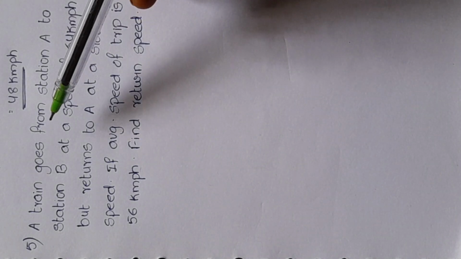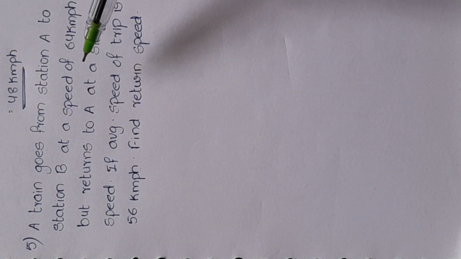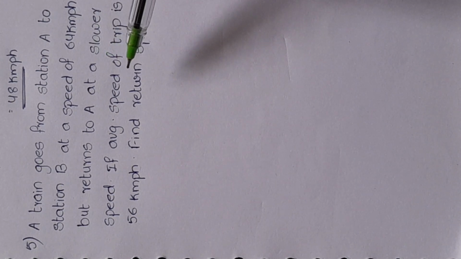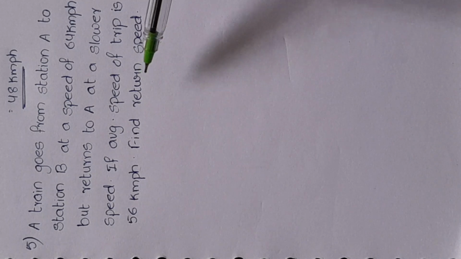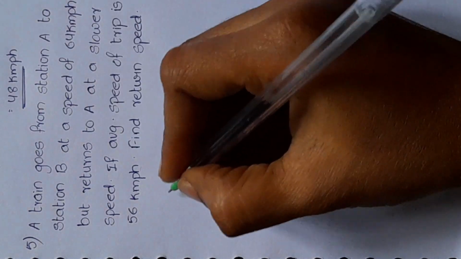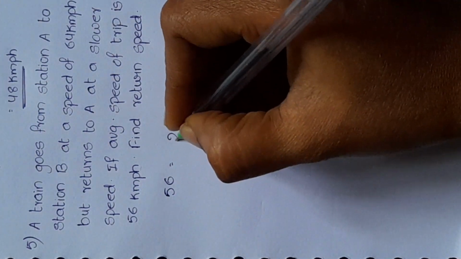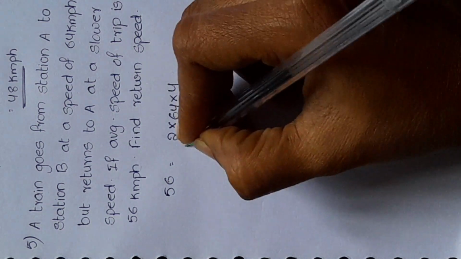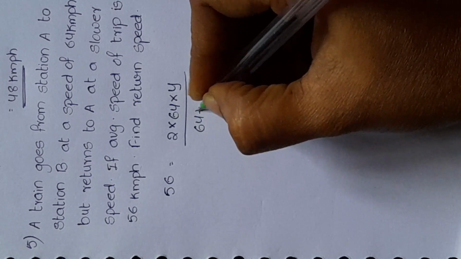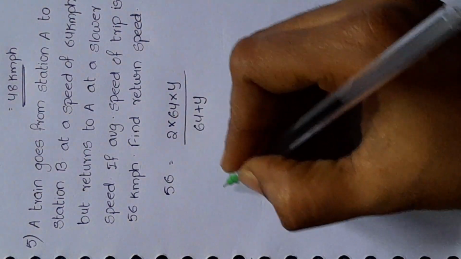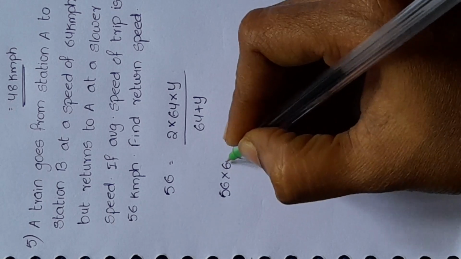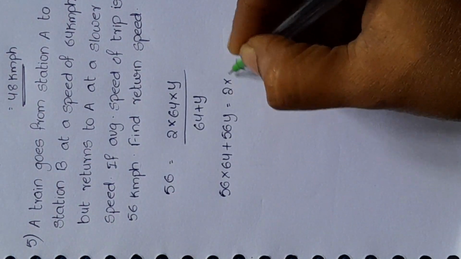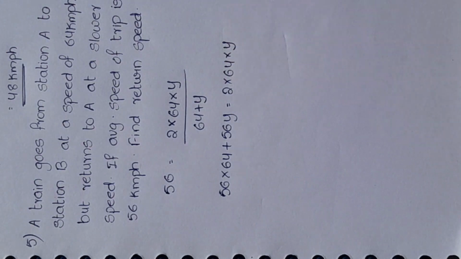Fifth question. A train goes from station A to station B at a speed of 64 kilometers per hour but returns to A at a slower speed. If the average speed of the trip is 56 kilometers per hour, find the return speed. Here the average speed is given as 56. So 56 is equal to 2 into x value is given as 64. Let the return speed be y, by 64 plus y. We can write this as 56 into 64 plus 56y is equal to 2 into 64 into y.